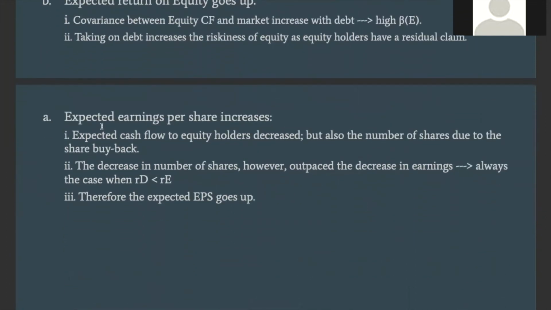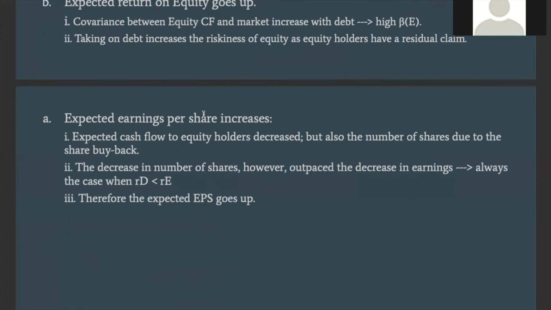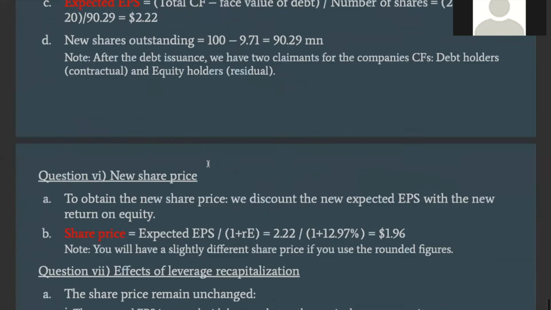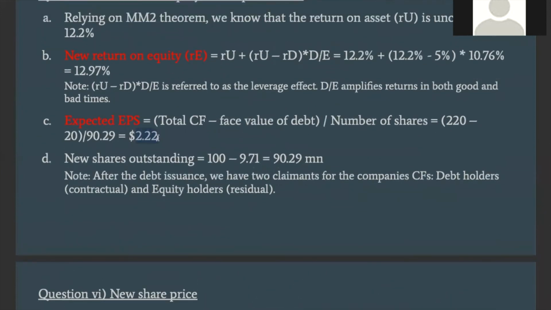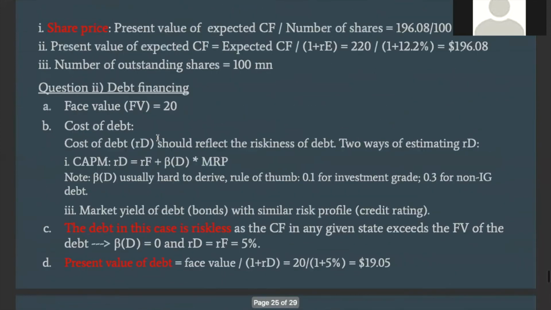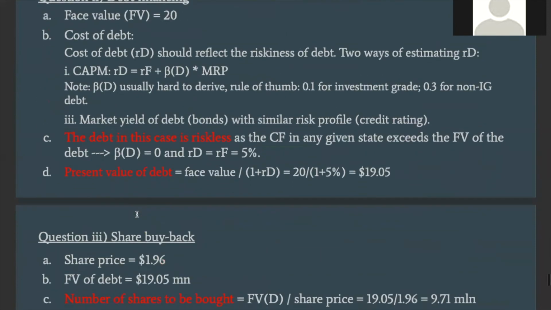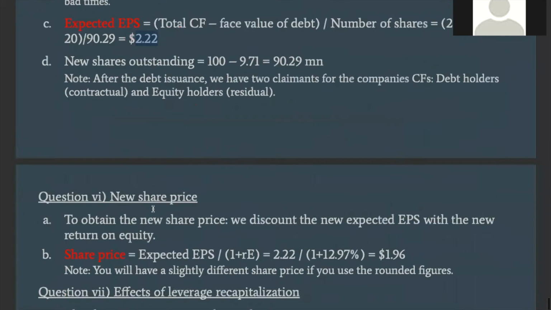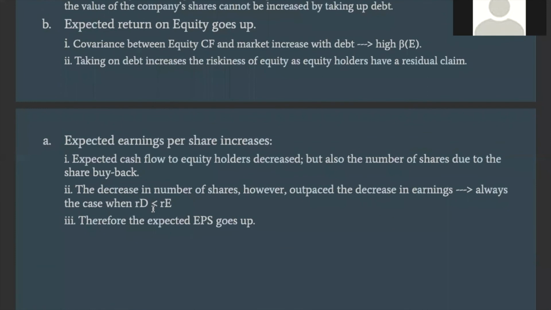And then the other part is the expected earnings per share of the company. Here we've also done the quantitative part. We have calculated the expected earnings per share, and we know that it increases. Before it was 2.2, and now it's 2.22. So it has gone up. The point here is to explain why it went up. Even though the expected cash flow to equity holders decreased, at the same time the number of shares in the company also went down, because the company used the debt to buy back the shares.